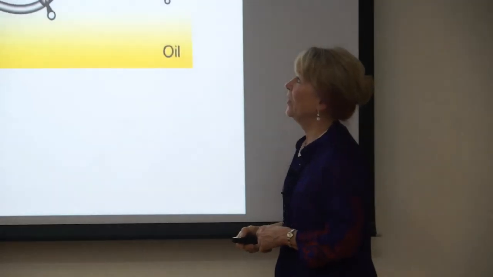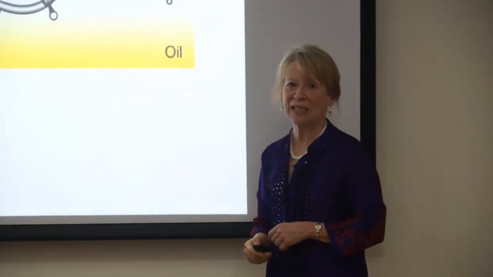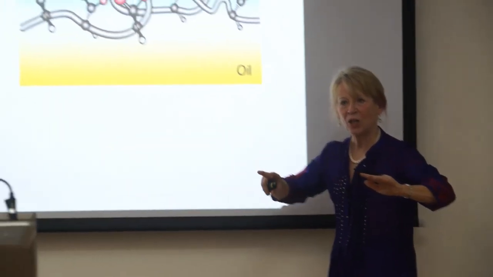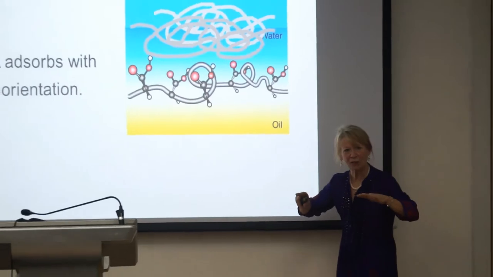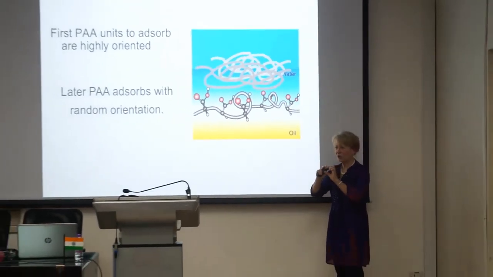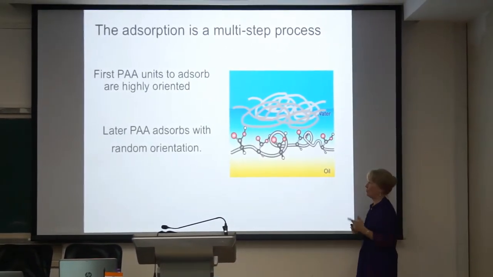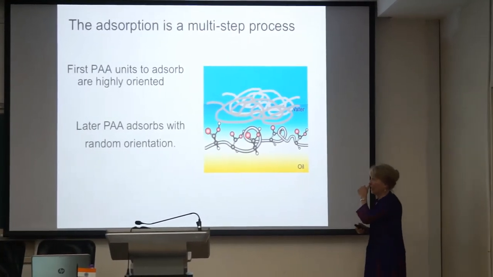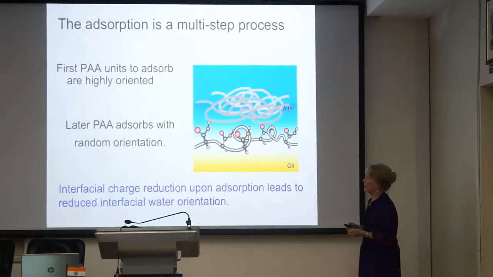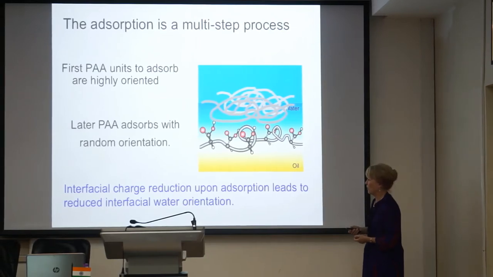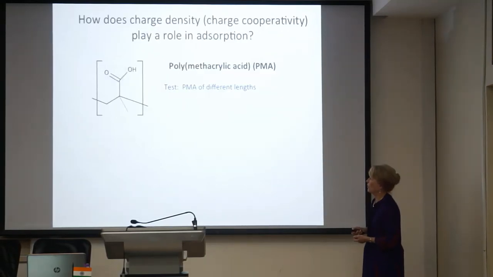The first layer goes down beautifully aligned with its carboxylic acid and its backbones aligned, and the next layers go down completely disordered. So they now go down as balls, but that first layer goes down beautifully. And why it goes down beautifully was because, as I told you, there's that field at the interface that helps align things. So again, very different than anyone would have expected. Now, the other interesting thing about this is interfacial charge reduction, that's just the speech that we use, reduces the interfacial orientation.